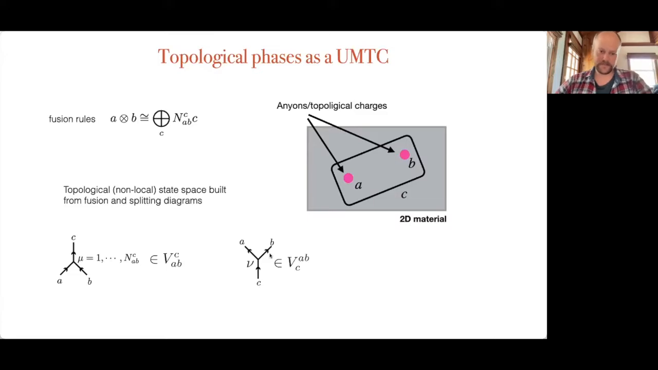On the right, I have a picture which shows a C anyon splitting into A and B. And this index nu takes values from 1 up to N_AB^C. Similarly, on the left, I've shown this fusion process where A and B fuse into C. If you like, you can think of this as a space-time diagram where space is on the horizontal axis and time is on the vertical axis. And as time goes along, A and B literally fuse into C.